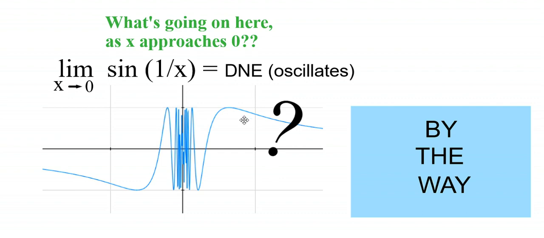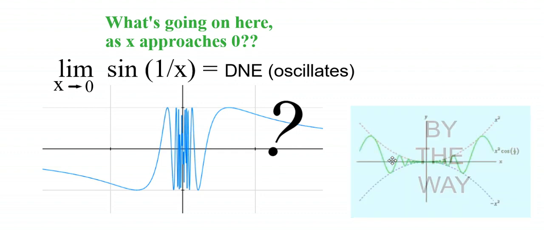So anyways, the limit does not exist because it's oscillating. It can't settle in on something. And I want to compare that to something that you probably saw last year. This function, y equals x squared cosine of 1 over x, it's different, right?